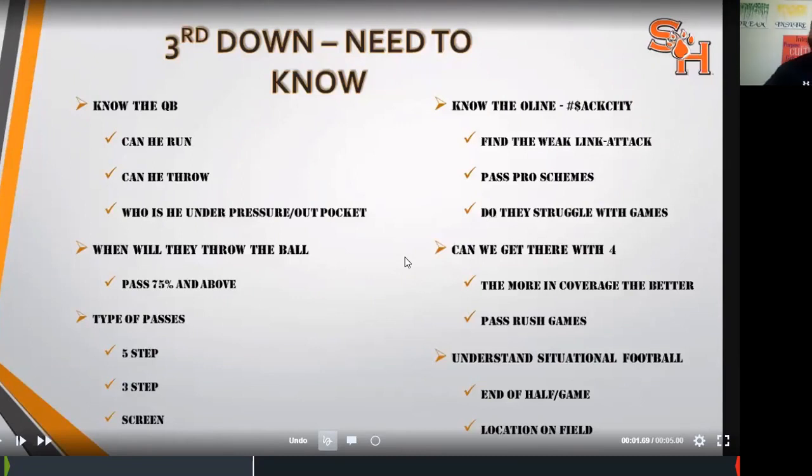And then the last one that I talk about is understanding situational football. A third and whatever at one end of the field is going to be different than that same down and distance at another end of the field, right? A play that's called at the end of the half, regardless of the down and distance, is going to be different than a play that's called in the first quarter on the first play of the drive, right? So situational football is key. Where they are on the field is key. Is it the end of the half, end of the game? That's key. Location on the field. You have to take all of this into account.